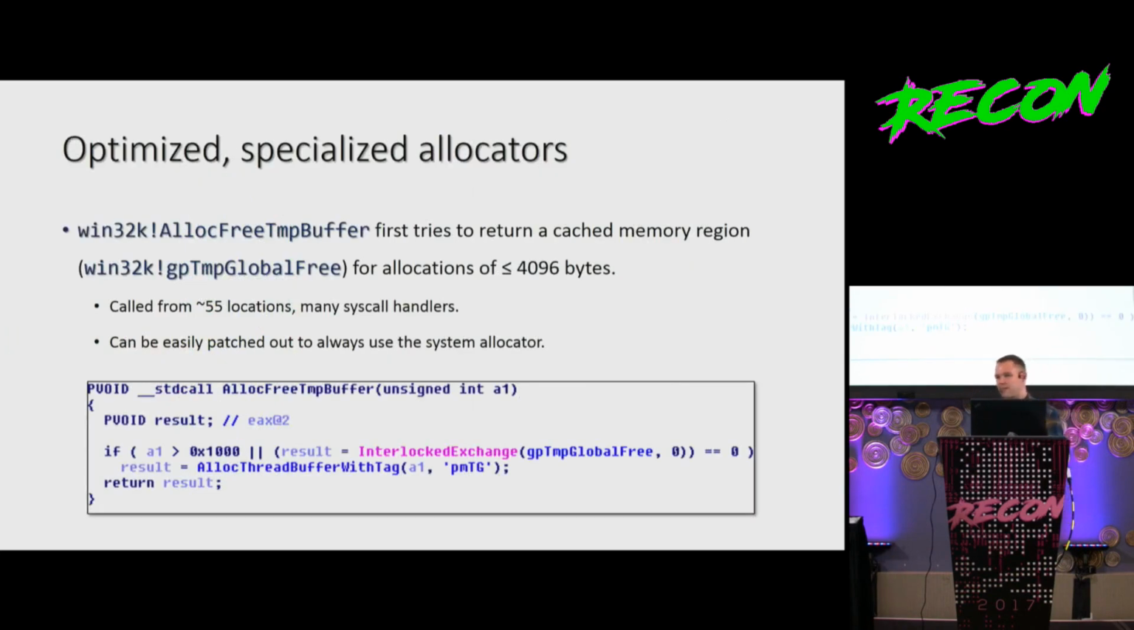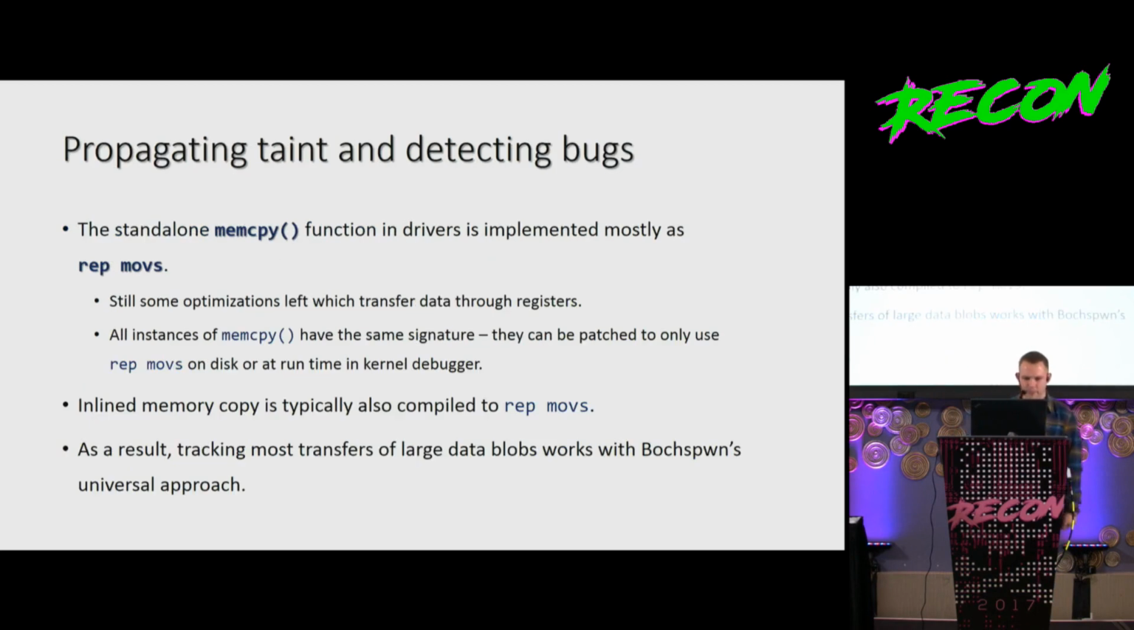There are some slight things that you have to keep in mind. For example, there are some dedicated allocators in Win32k, such as this AllocFreeTempBuffer, which has a kind of look-aside, a single memory region that it tries to return before making an actual allocation. And so if you want to get rid of it and also have this region covered by your instrumentation and tainting, you have to patch it out to make it always create an allocation.